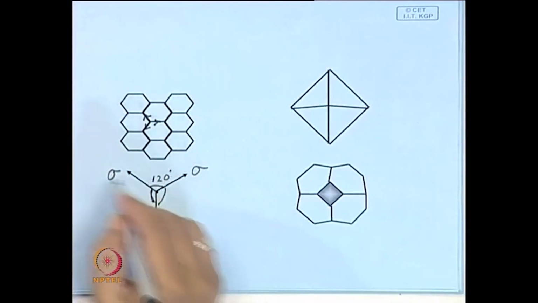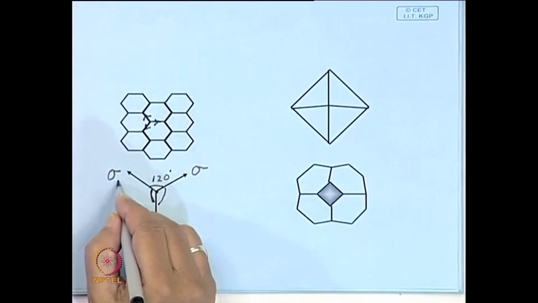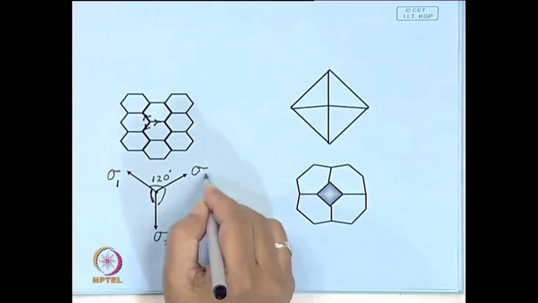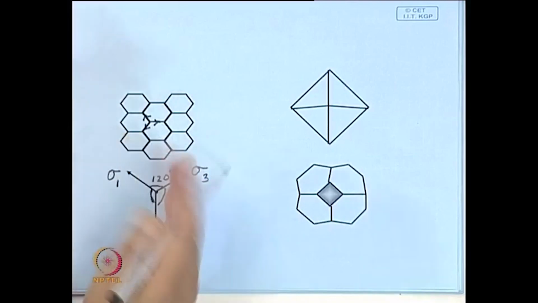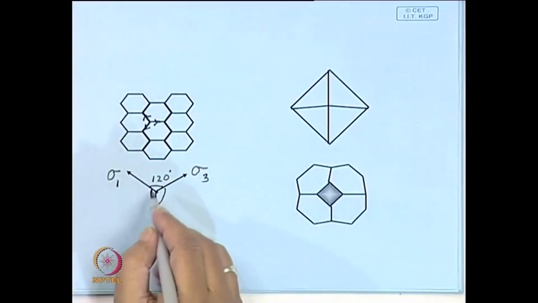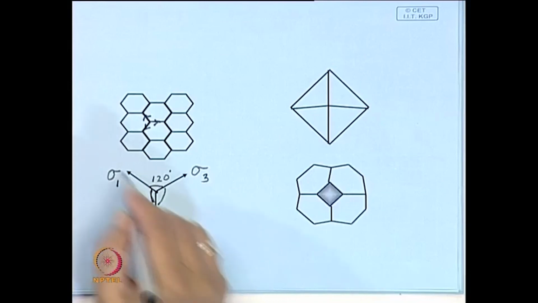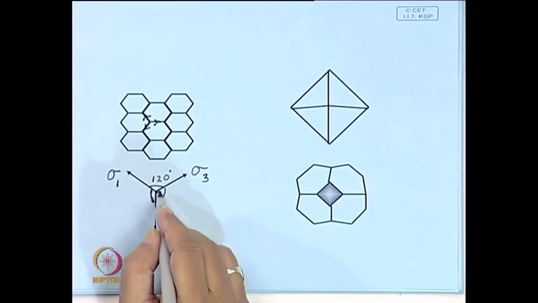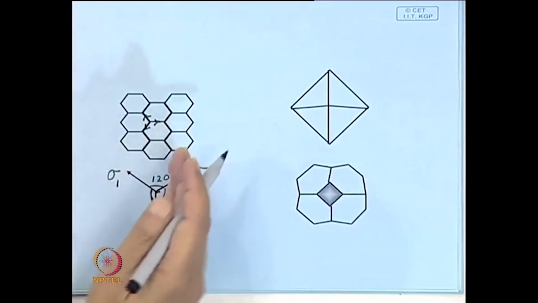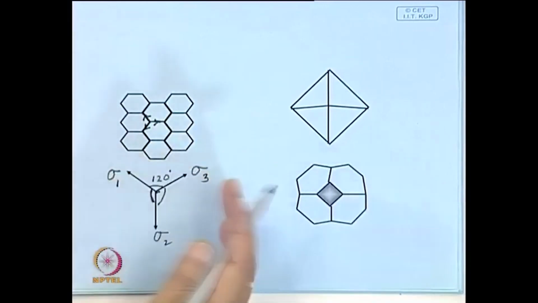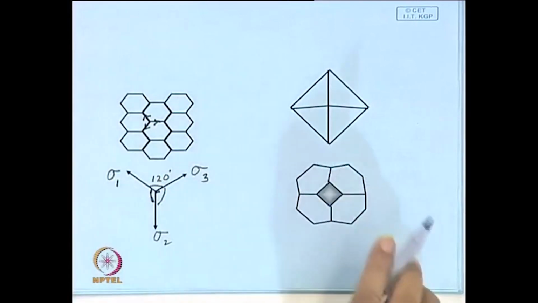So, if these grain boundary energies are a little different, sigma 1, sigma 2, sigma 3, then this will be slightly different, but the equilibrium will still be maintained. So, this angle may be slightly less, this may be slightly more, but the forces must balance.